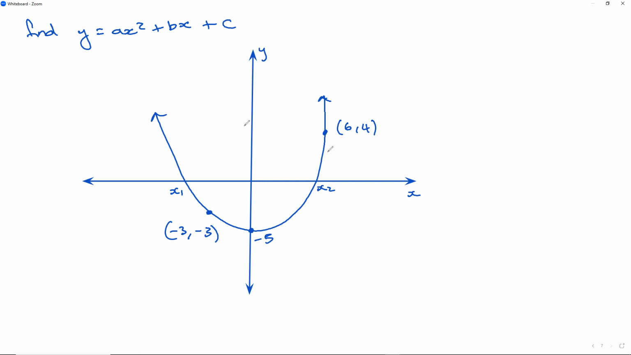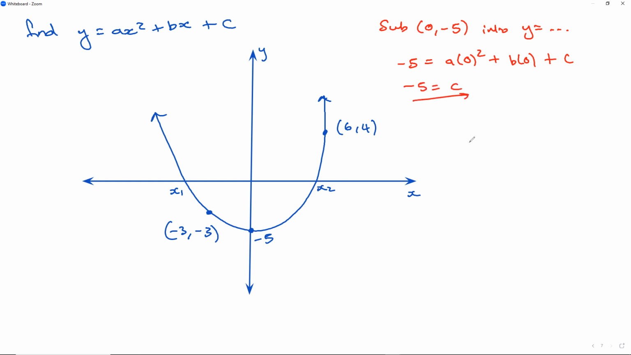All right, the first thing I'm going to do is substitute 0, negative 5, which is over there, into my equation. So that's going to get me y, which is negative 5, equals a times 0 squared plus b times 0 plus c, and that's going to be negative 5 is equal to c. So I've got the c value now, which is going to be negative 5.